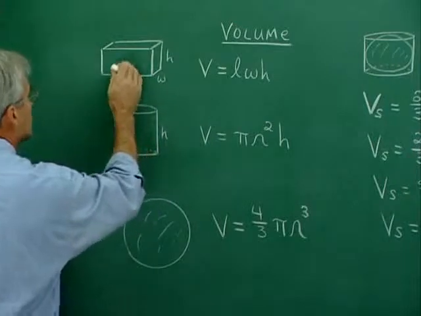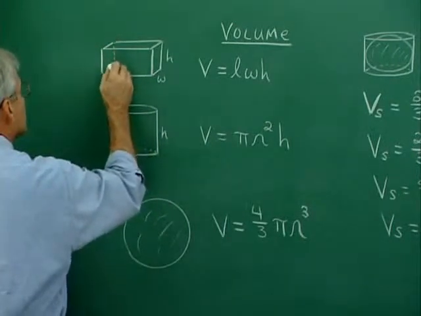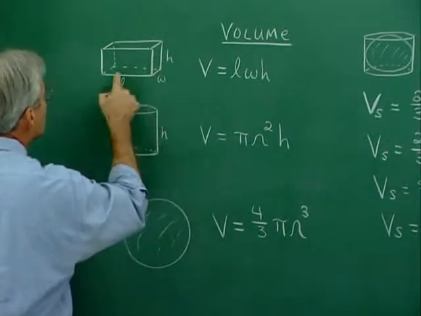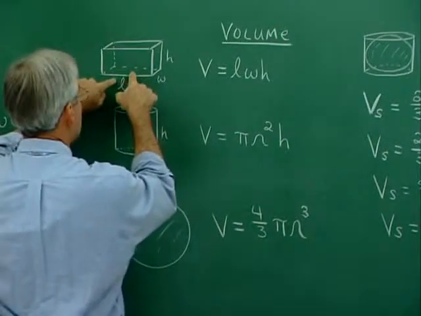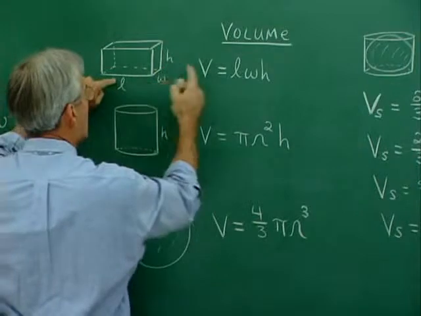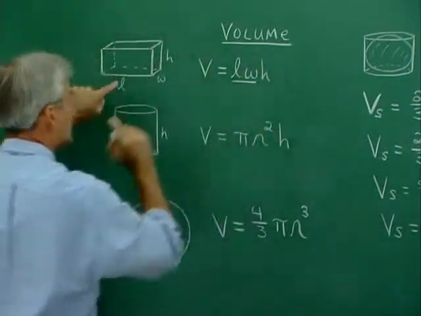That idea follows with the figures that I have here. I've got a rectangular solid. Now think about the base. The base is nothing but a rectangle. And the area of that base is length times width, and then multiply times the height. So area of the base times the height.